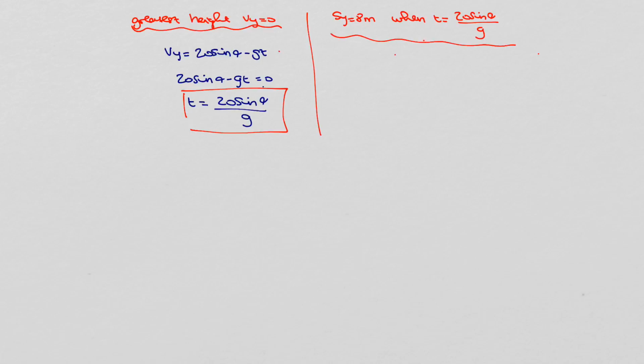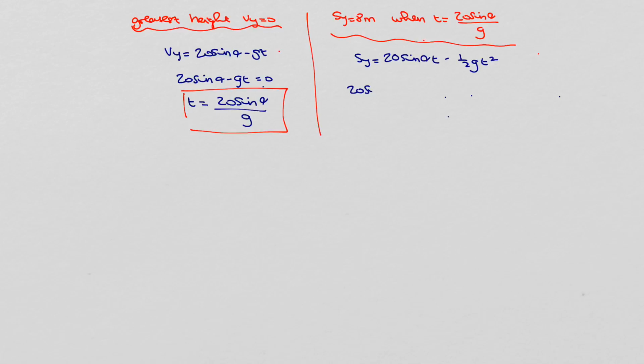And then I can also say, well, at this time, sy is equal to 8 meters. So in other words, when t is equal to 20 sine alpha over g, sy will be equal to 8. Now we know that sy is equal to 20 sine alpha t minus a half g t squared.